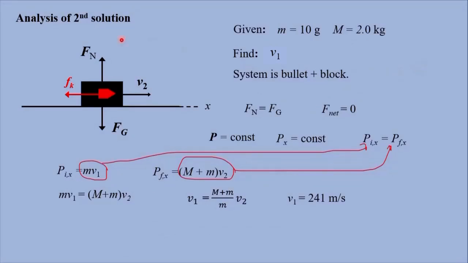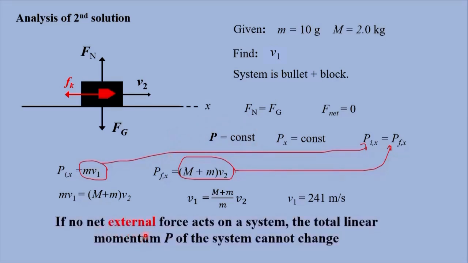Now let's analyze the second solution. Here the student used the law of conservation of linear momentum, which is a consequence of the fact that net external force on the system is equal to 0. In our case, kinetic friction, which acts on the bullet inside the block, is an internal force. Let's read now the formulation of the law of conservation of linear momentum.